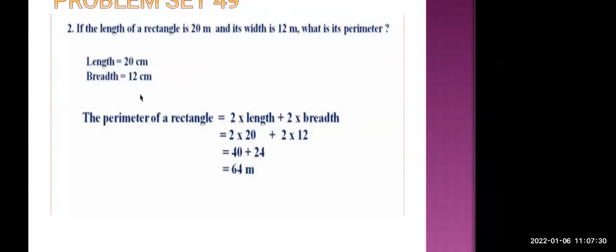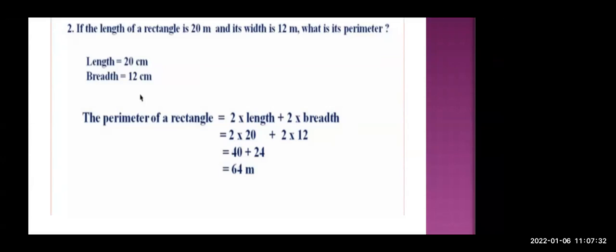So whatever thing is given, we'll write here. Length कितना दिया है? Length is given 20. Breadth is given 12. It is what? It is meter. Here I have written centimeter. Don't write centimeter. It is meter.